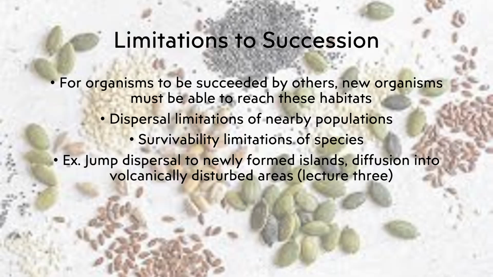Now, there are some limitations to succession because some areas may be inaccessible or some organisms may be better suited to access them. These organisms must be succeeded by others, and these organisms have to be able to reach these habitats in order to succeed the others. There are limitations in the form of dispersal. So nearby populations, say on a nearby island or in an area just outside the impacted area, may not be able to easily move in and take over. However, there's also survivability limitations, and we saw this in lecture 3. Some species are easily able to move, but they're not easily able to survive in these barren and kind of harsh environments.